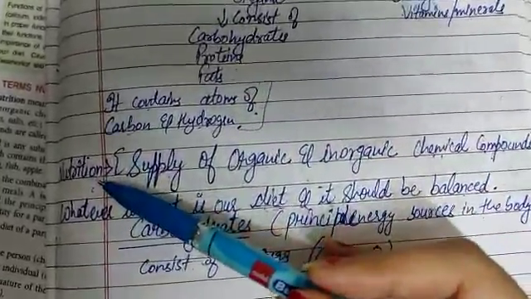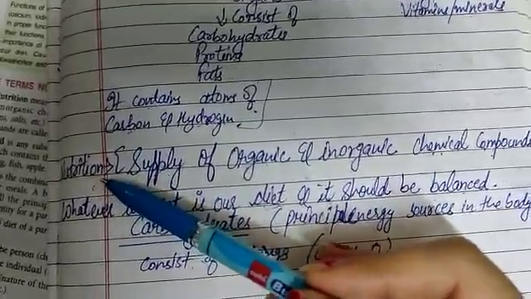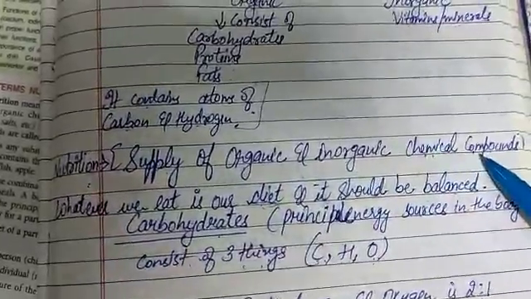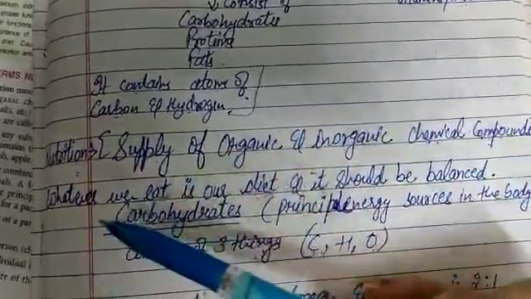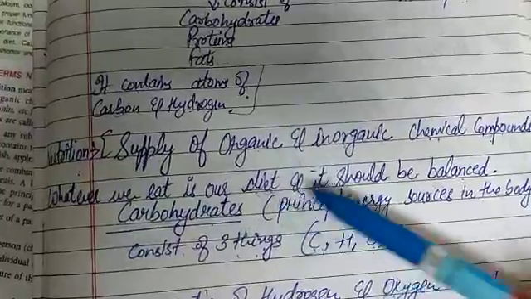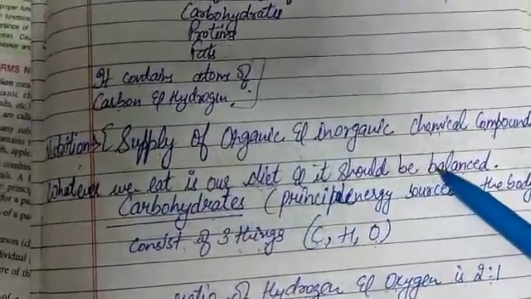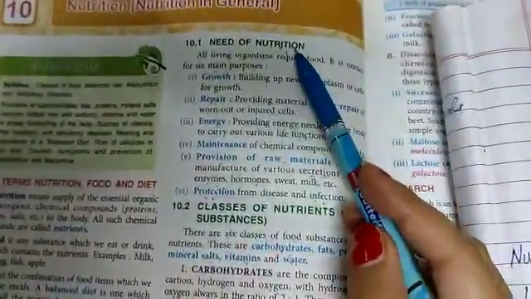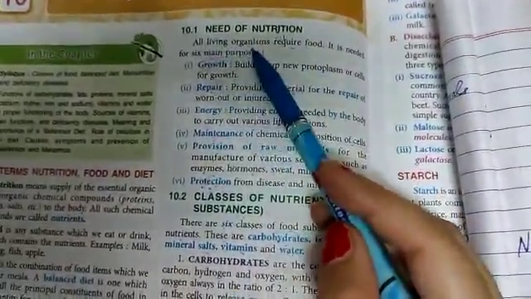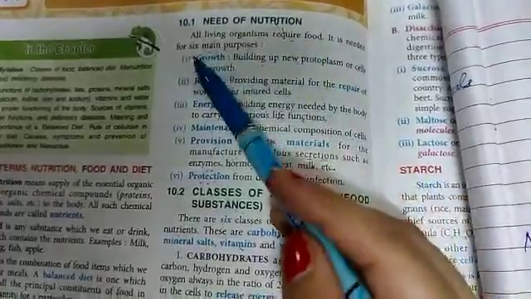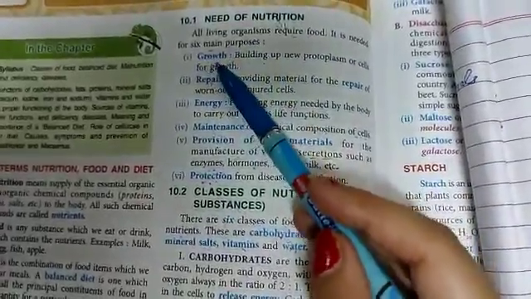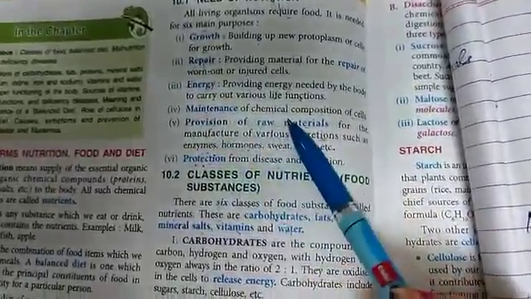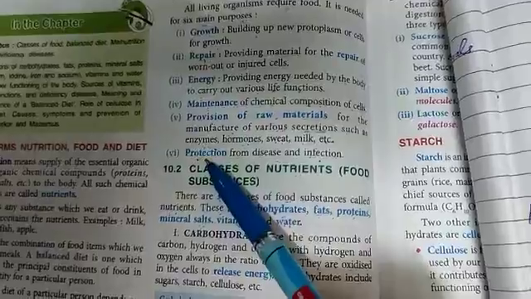Next we have the definition of nutrition. What is nutrition? It is the supply of organic and inorganic chemical compounds to our body. Whatever we eat is our diet and it should be balanced. Next we have the need of nutrition. What is the need of nutrition? All living organisms require food. It is needed for 6 main purposes: growth, repair, energy, maintenance, provision of raw materials, and protection.